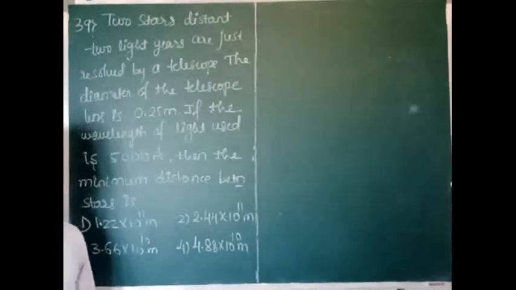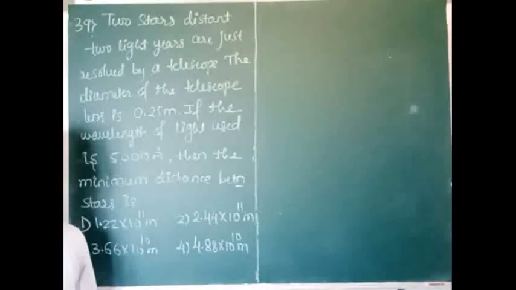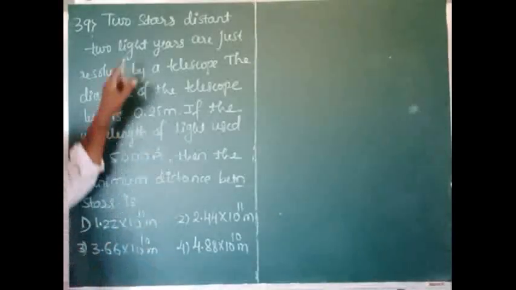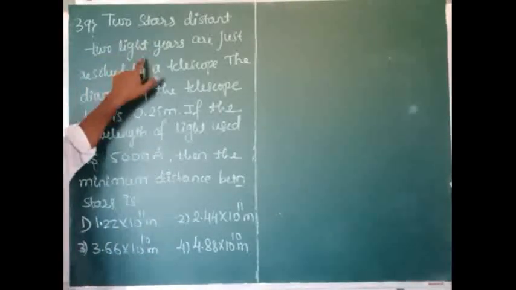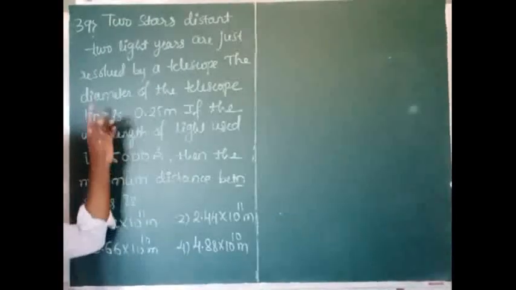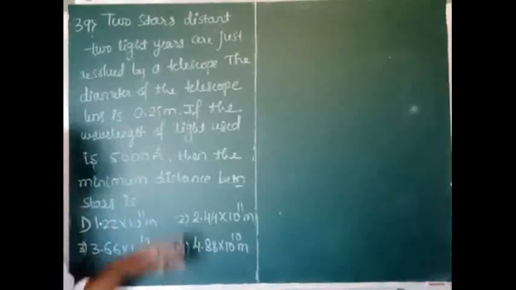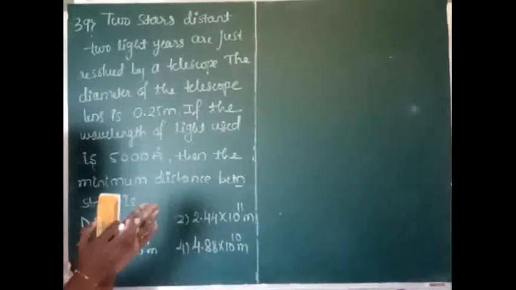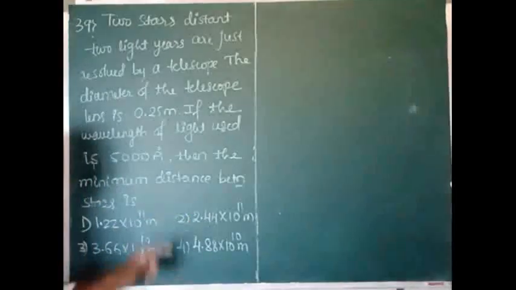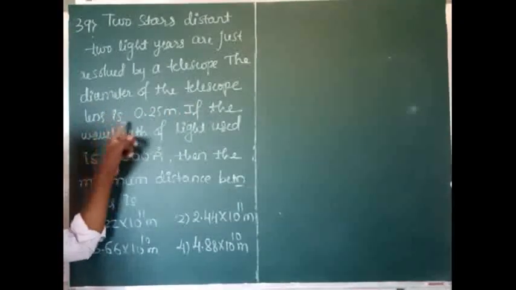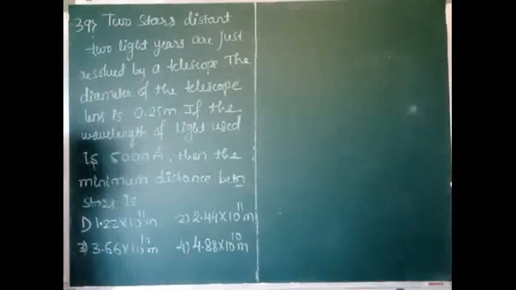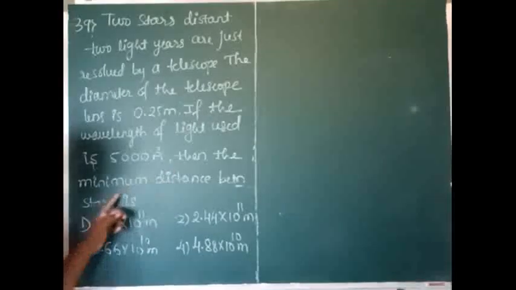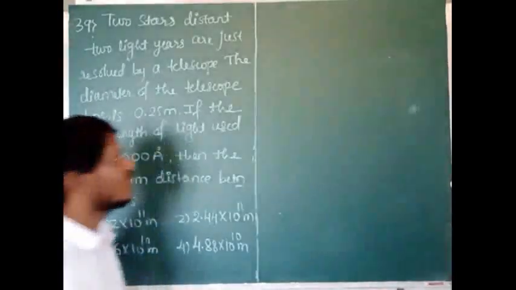Now we are going to solve some questions related to resolving power and limit of resolution of optical instruments. So question number 39. Two stars distant 2 light years. Okay, so what is the distance of the stars here from the earth? That is 2 light years, are just resolved by a telescope. The diameter of the telescope lens is how much? 0.25 meter. If the wavelength of the light used is 5000 angstrom, then the minimum distance between the stars is here.